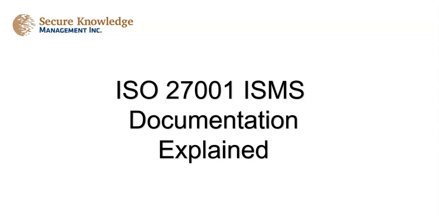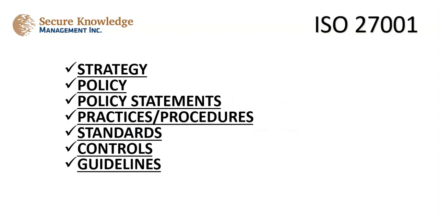I just want to take a couple of minutes to go over this within the ISMS, Information Security Management System. There are basically 7 different levels. There's a strategy, overarching. There's policy, which I'll explain in a minute. Then there are policy statements within the policy, practices and procedures, standards, controls, and guidelines.